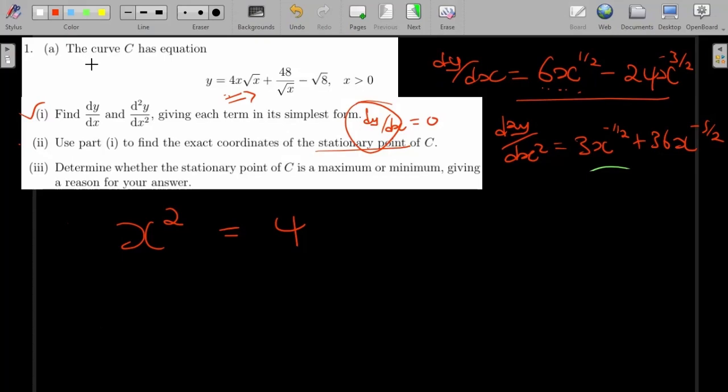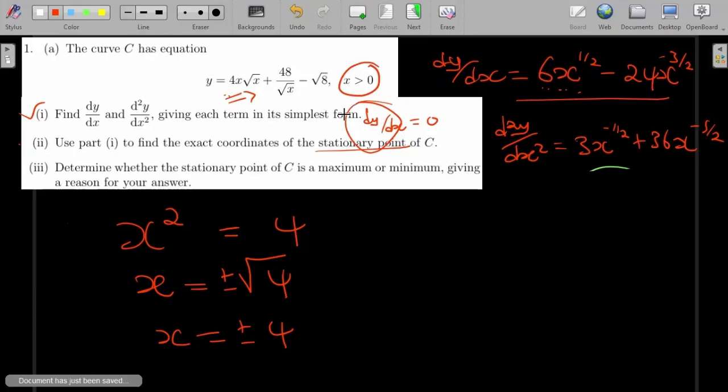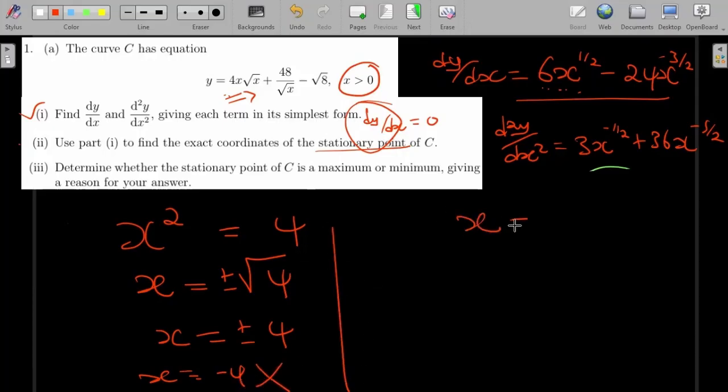Of x. Okay, so we're going to say x is equal to the square root of what? 4. Okay, so we'll get plus and minus. So x will be equal to plus or minus 4. But in the question, they've said x should always be greater than 0. So we're not going to consider x equal to minus 4. We're going to discard it. Okay, so the only valid answer that we're going to have is x is equal to what? 2. So this one here is the x coordinate of the stationary point.